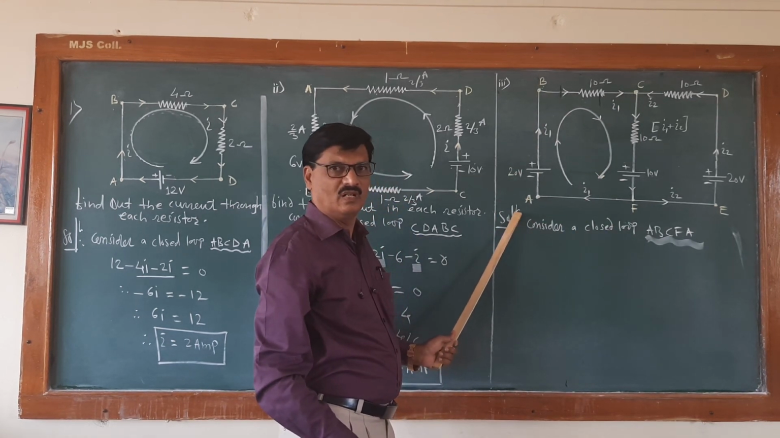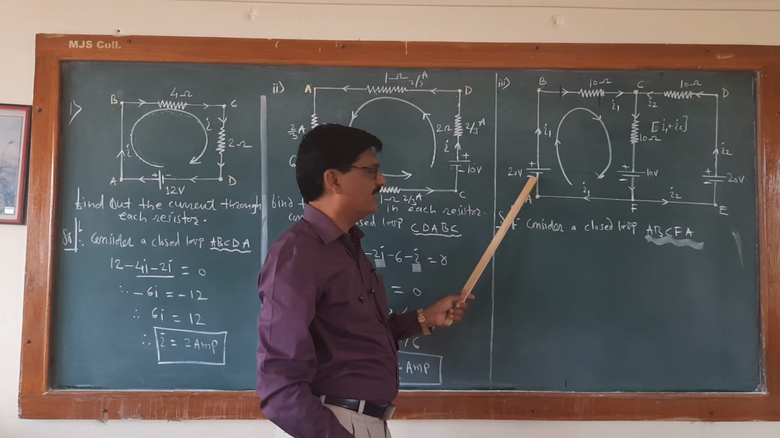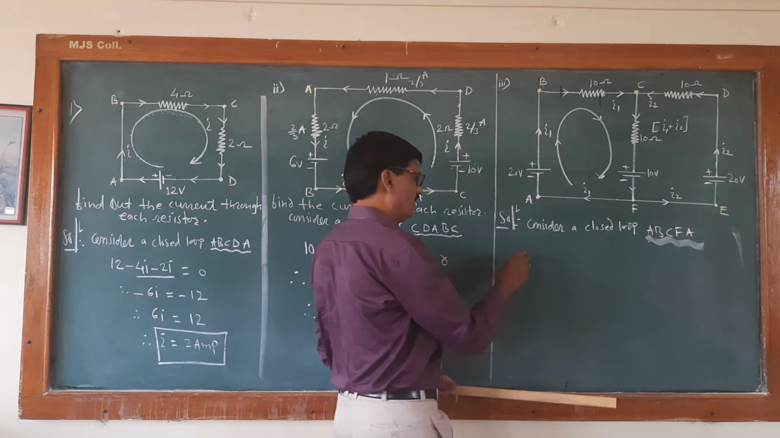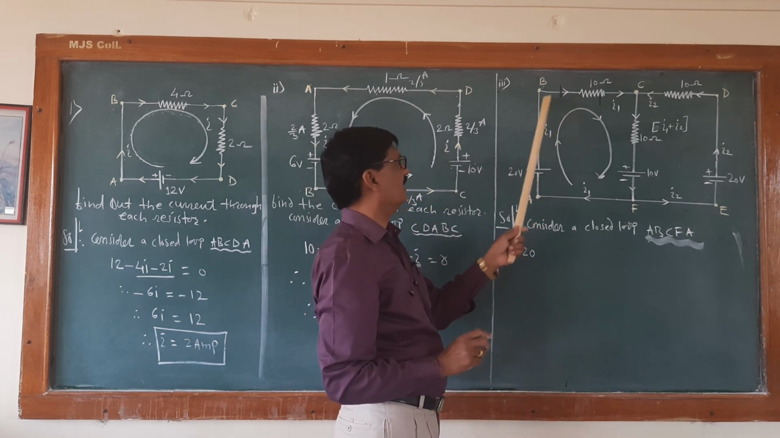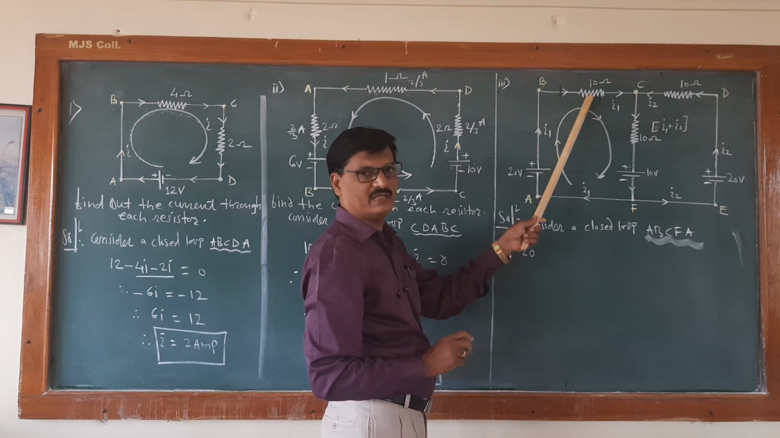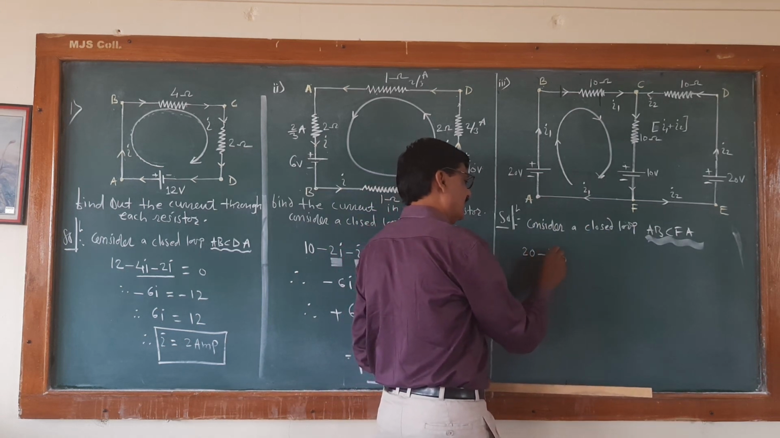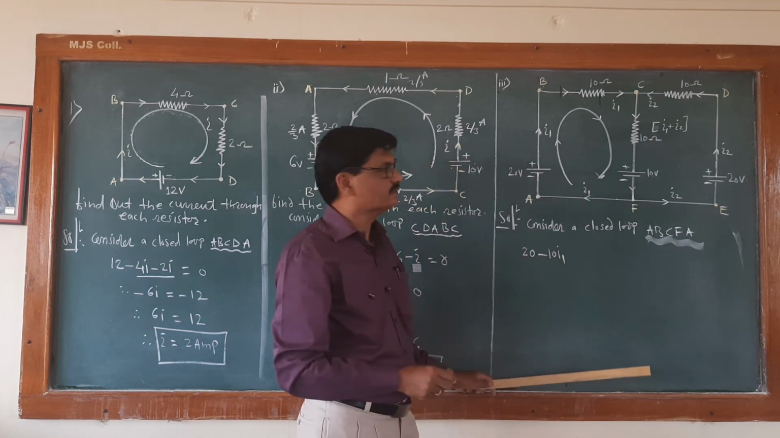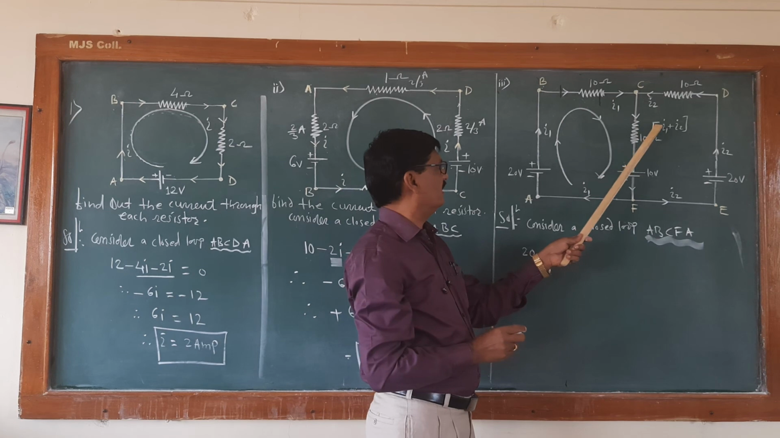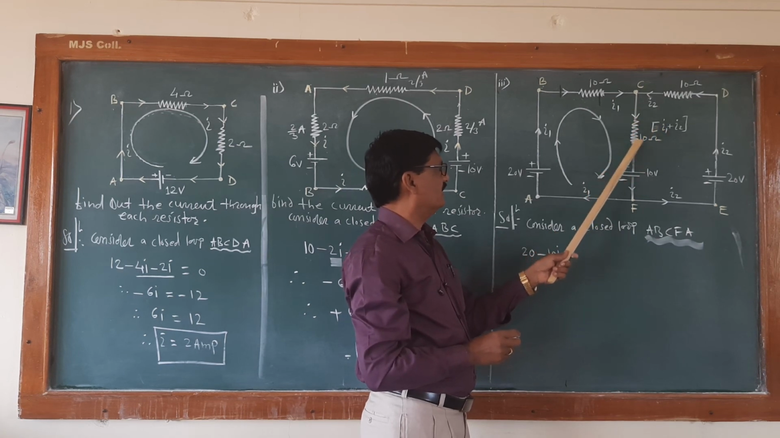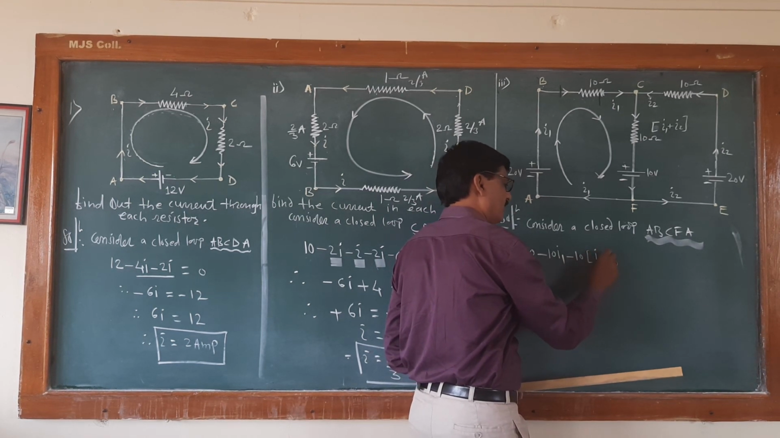Applying Kirchhoff's voltage law. Here, EMF is positive if we traverse from negative terminal to positive terminal. Therefore, plus 20. Then this is the direction of conventional current. Potential difference taken in the direction of conventional current is negative. Therefore, it becomes minus 10 times I1. Again, if you traverse this side, the currents I1 and I2 become I1 plus I2. Therefore, potential difference taken in the direction of conventional current is minus 10 times I1 plus I2.